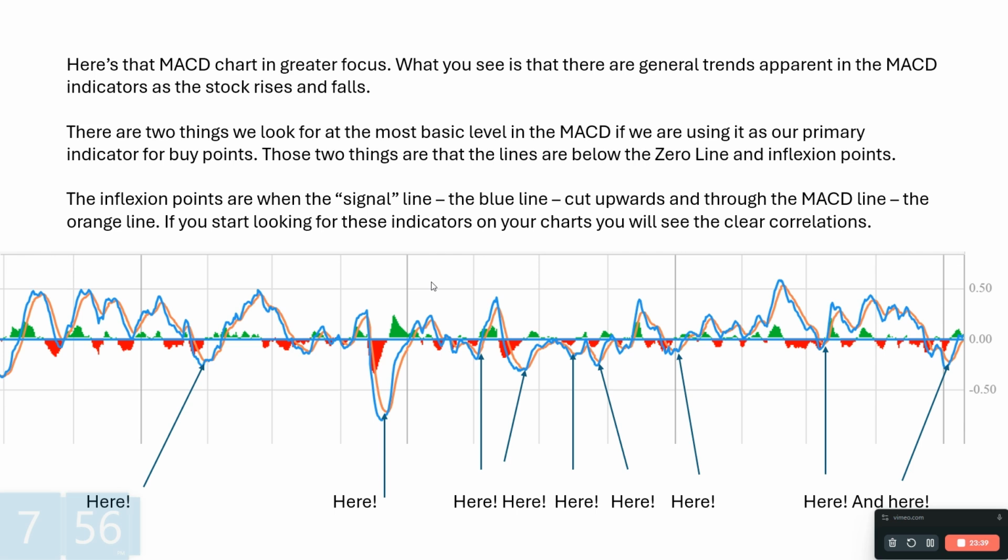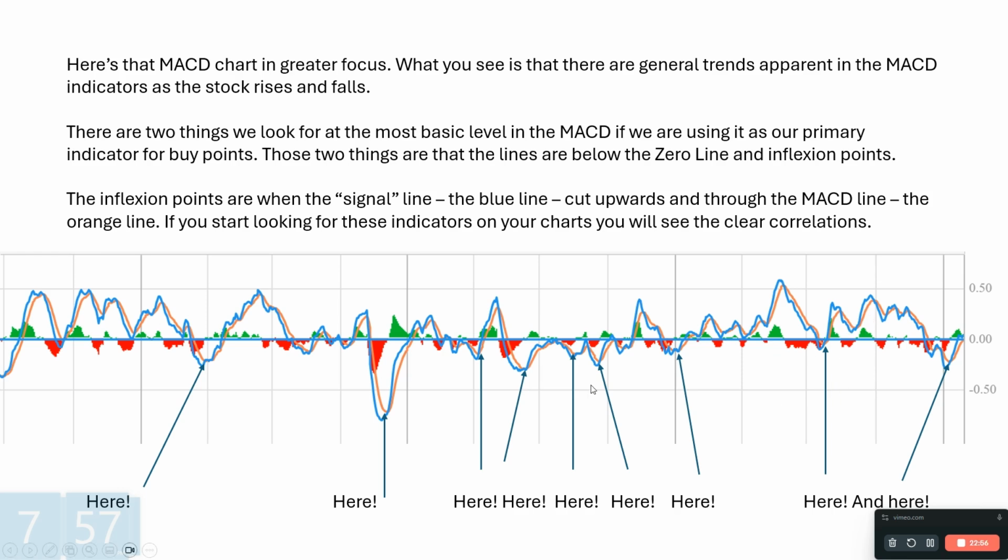If you start looking for these indicators on your charts, you will see clear correlations between what's happening in the MACD line and what's happening in the chart above. And here I have indicated a number of buy points, simple buy points, because golden rule of technical analysis, you never act on simply one indicator. But here, there's a couple that I've missed. These are all classic indicators of a change in the movement of the price action line in an upwards direction.